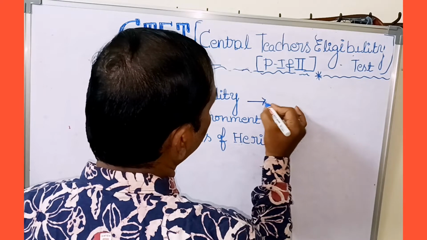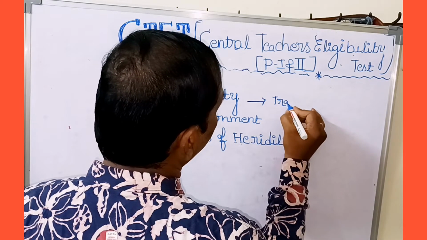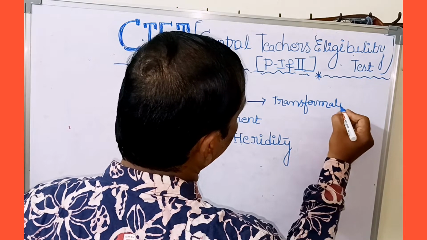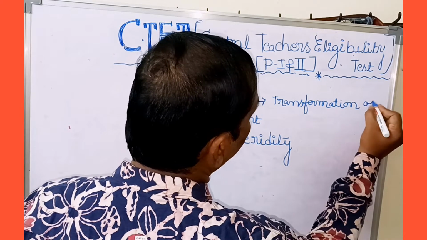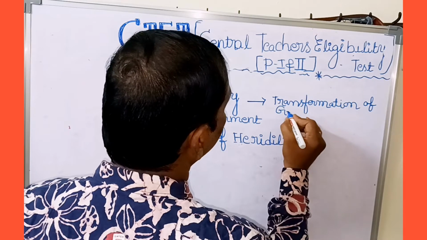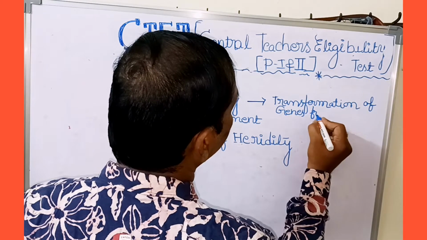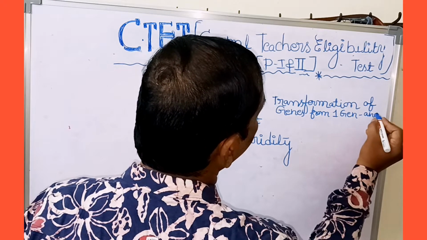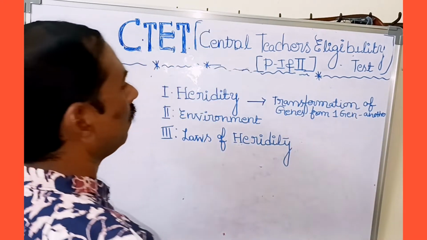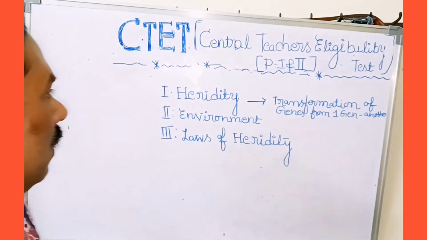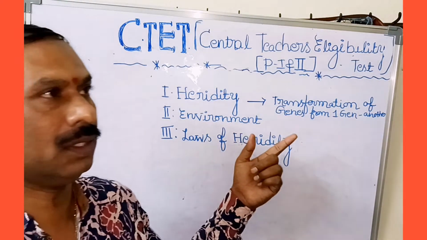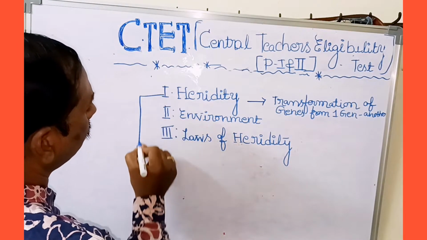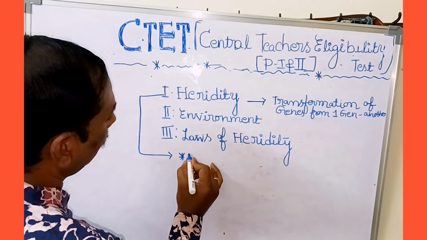Transmission of genes from one generation to another, that is known as heredity. So those who are supporting heredity are known as hereditarists.